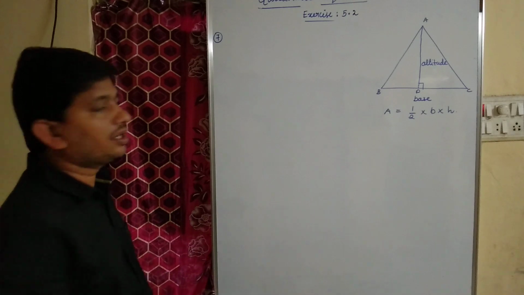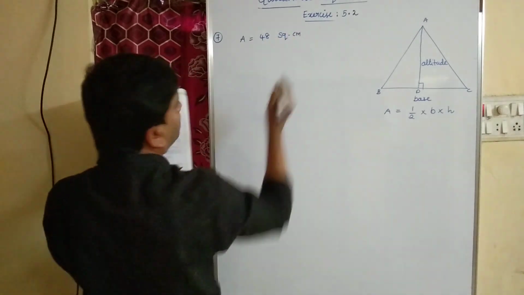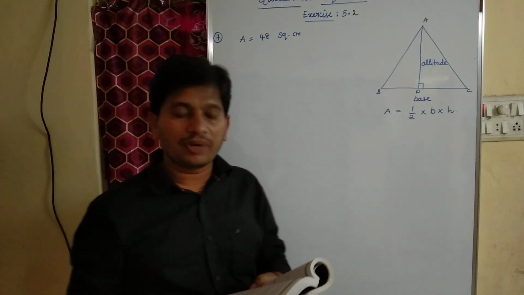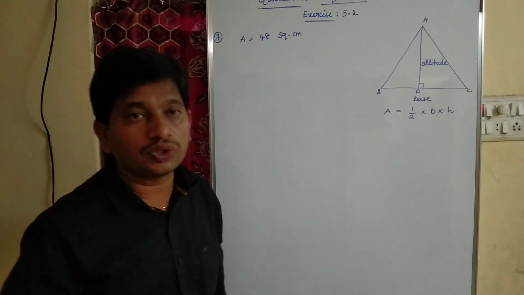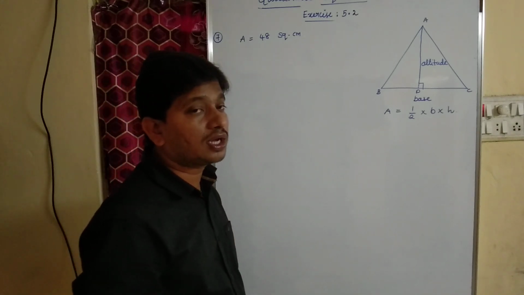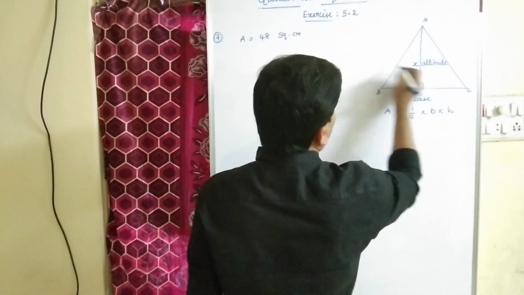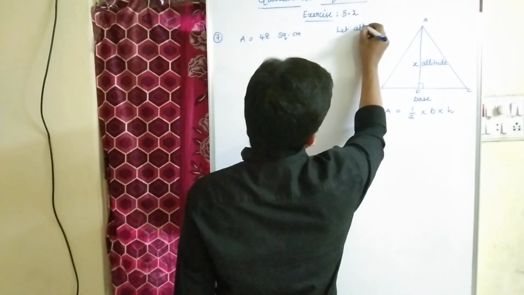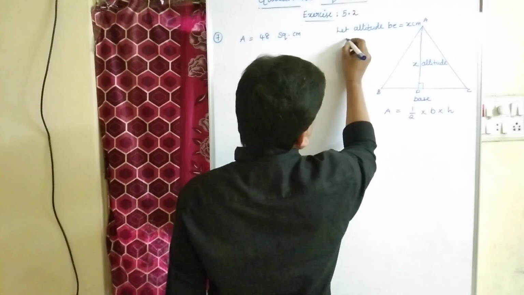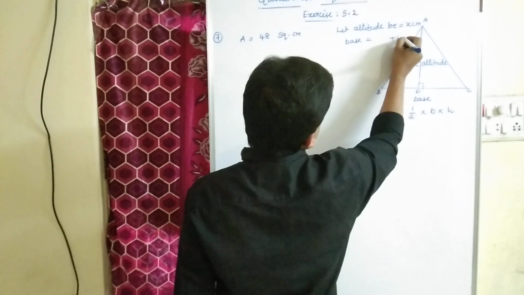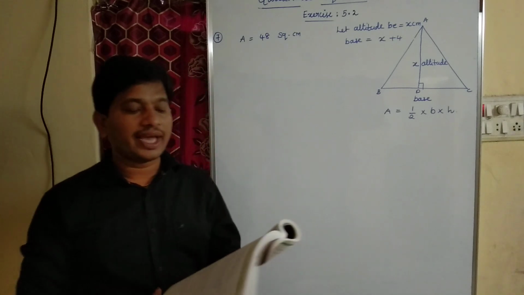As it is given in the question, area of triangle is 48 square centimeter. Now coming to statement number 1, the base of a triangle is 4 centimeter longer than its altitude. So what you do children, let altitude be equal to x centimeter. So what about the base? It will be 4 centimeter longer than its altitude. So base equal to x plus 4, children.